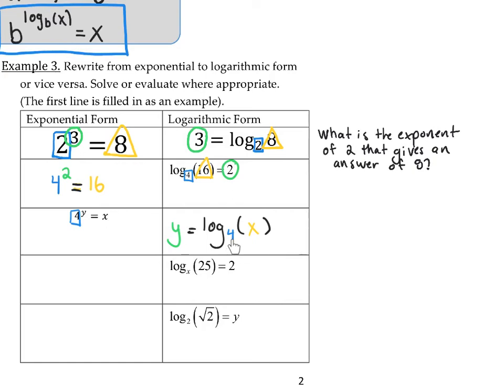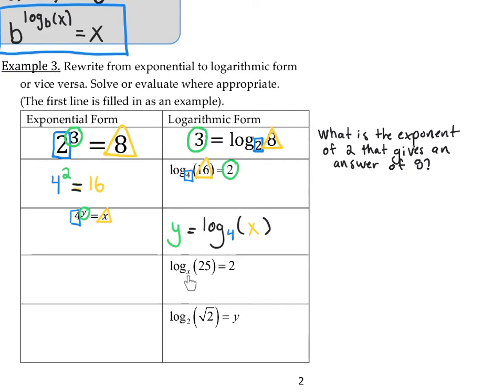If I were to translate back, 4 to the y equals x. So again, we're looking at this as the answer to the exponential becomes the input, and the exponent of the exponential becomes the output. So we're just swapping inputs and outputs.